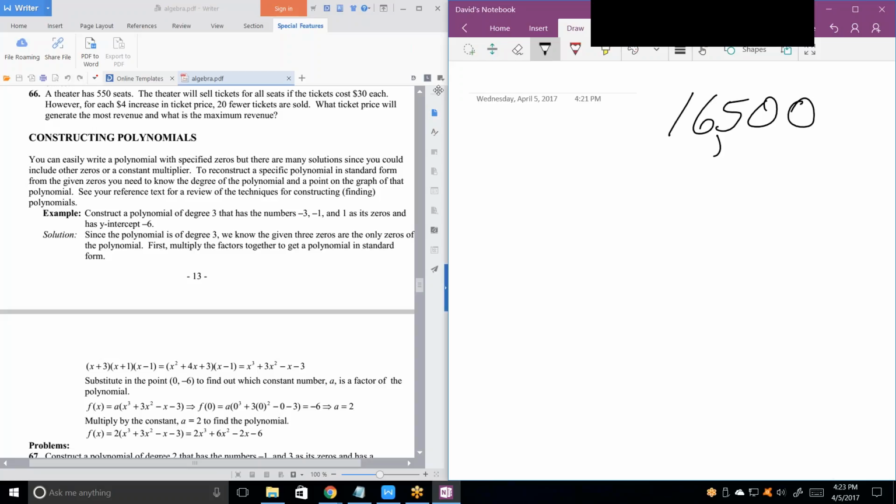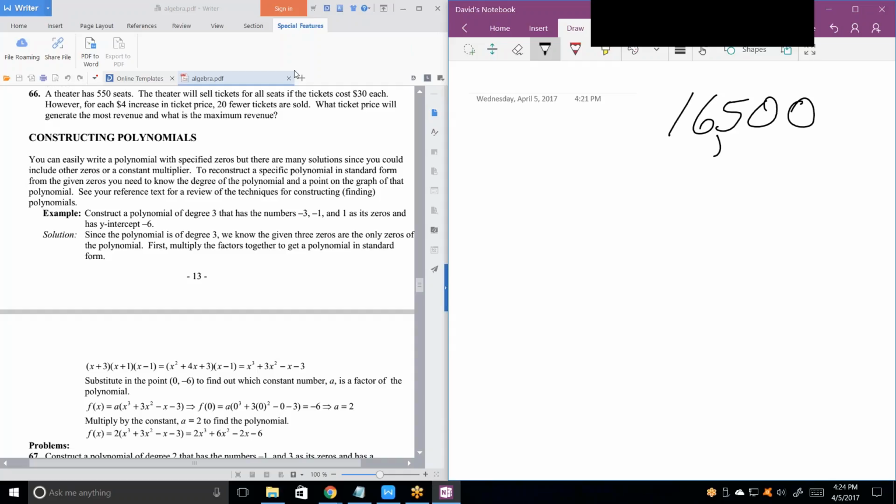Now somebody comes along and they promise you that if you increase the ticket price by $4, it'll only cost you 20 fewer tickets. And in fact, if you increase it by $8, it'll cost you 40 fewer tickets. You won't sell out. You'll sell 40 fewer tickets. But notice, you're selling each ticket for more money.